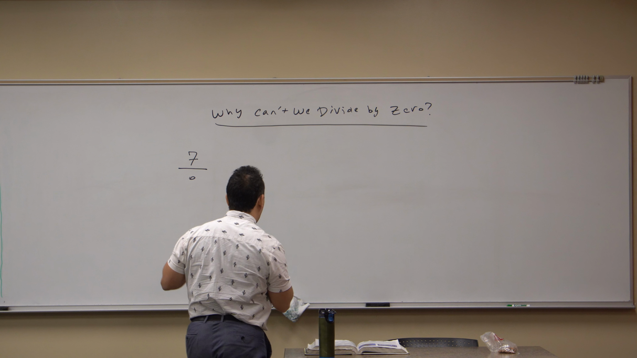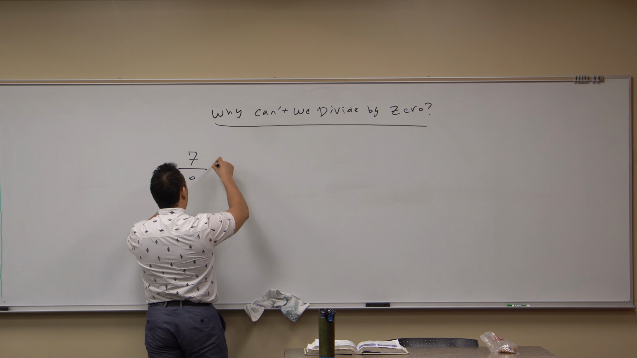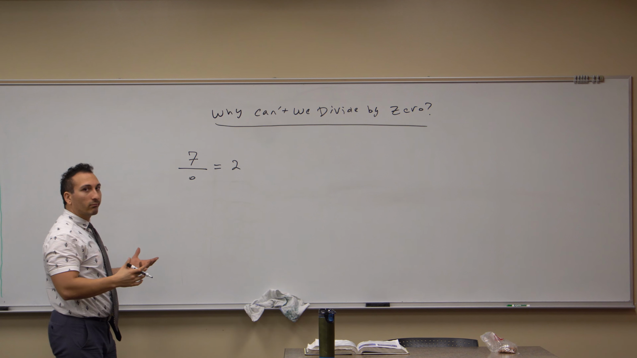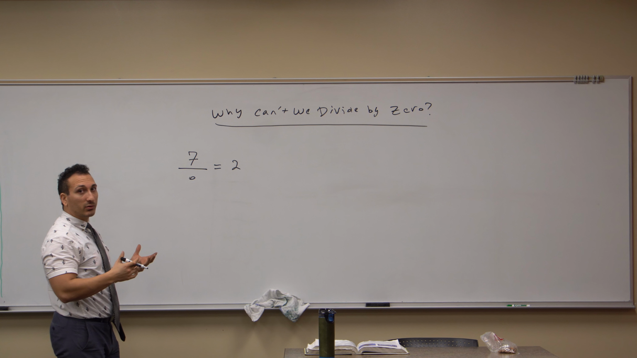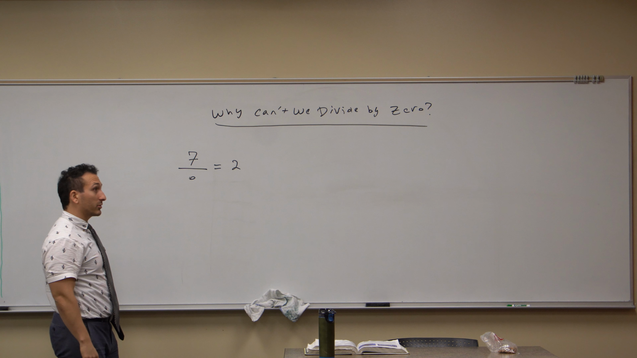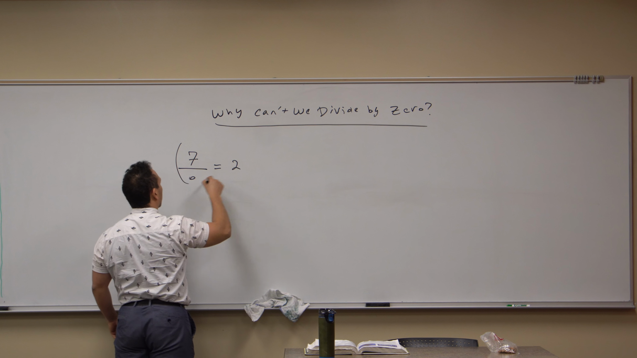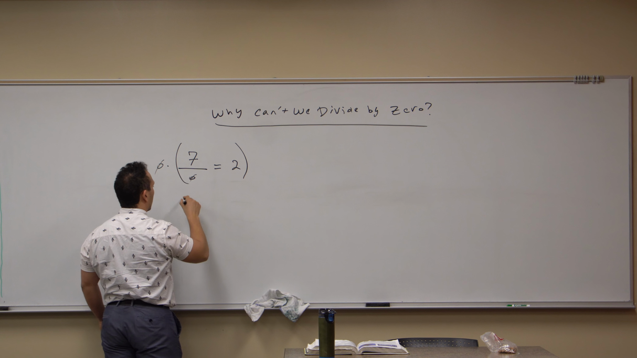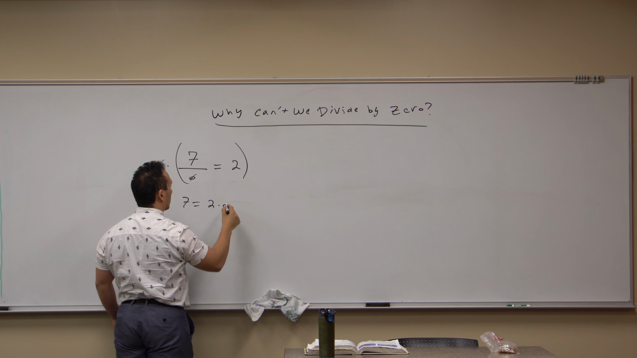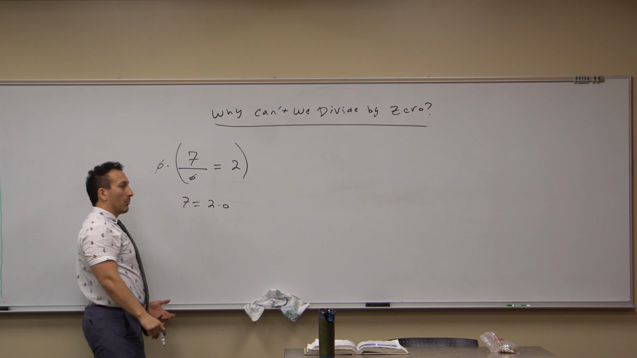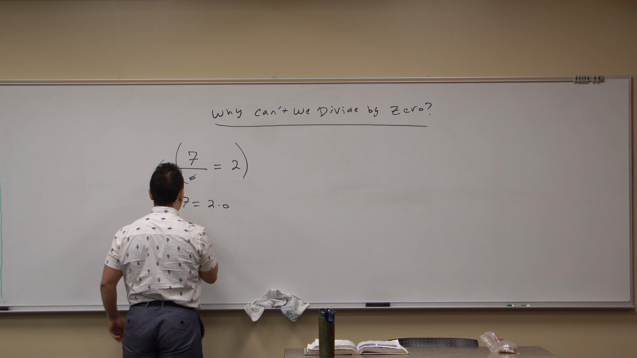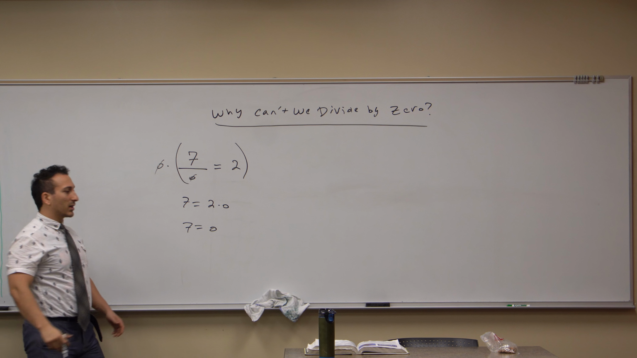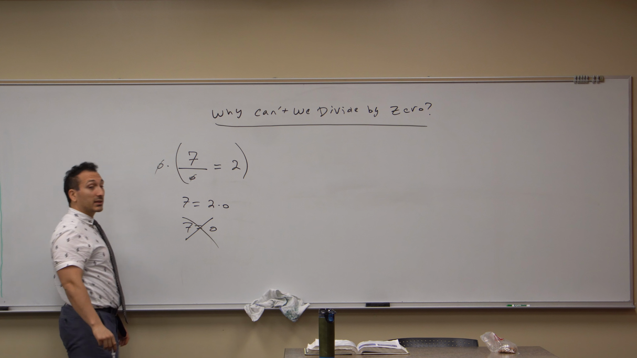So now what are we going to do? Well, someone may say, okay, it equals 2. Take a look at what happens if that is true. If we assume 7 divided by 0 is equal to 2, notice that I can multiply both sides by 0, canceling these, so I get 7 is equal to 2 times 0. But anything times 0 is 0. So now I get 7 is equivalent to 0, which is a contradiction. This is a nonsense statement.